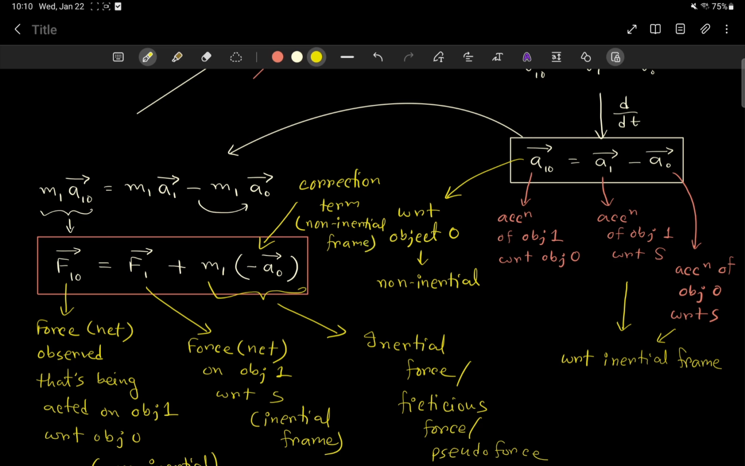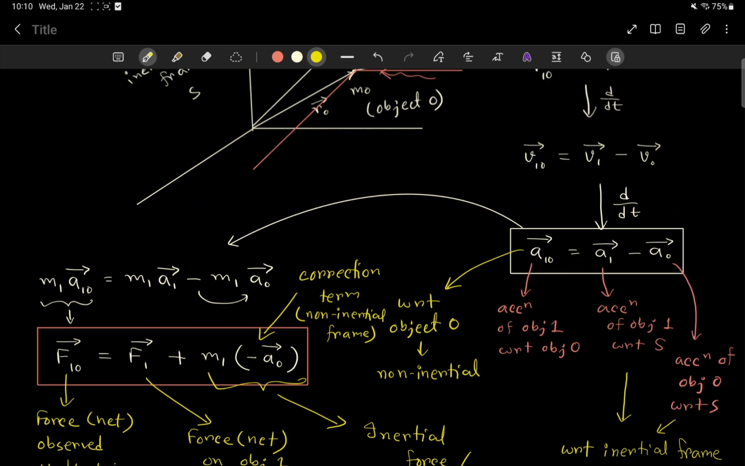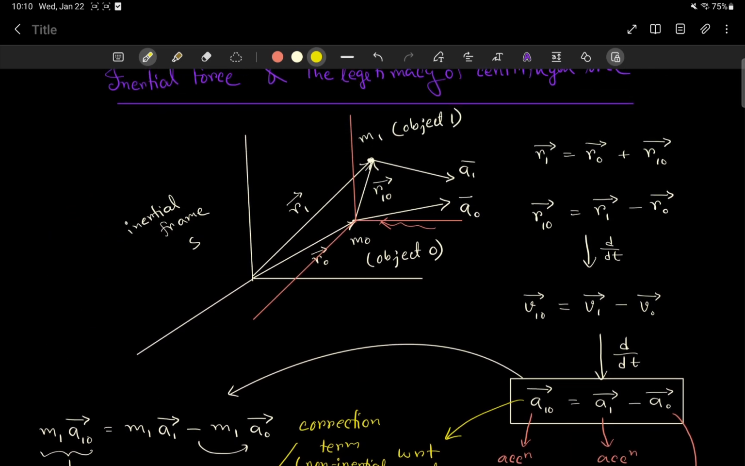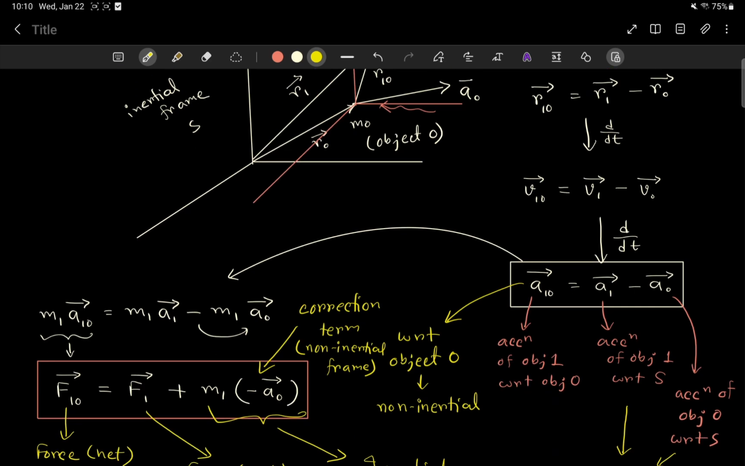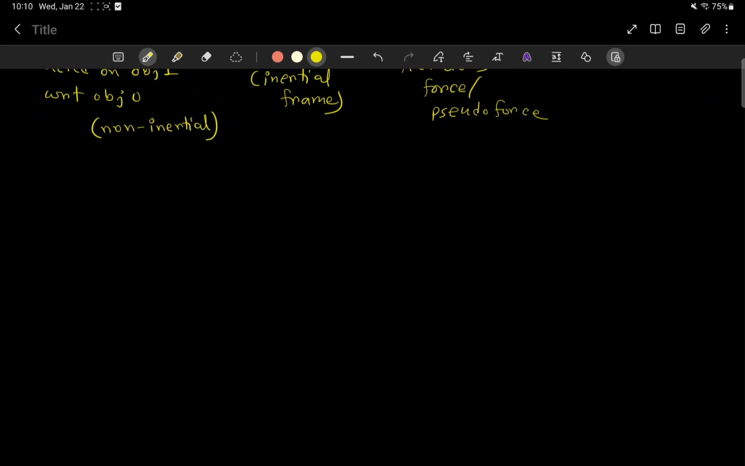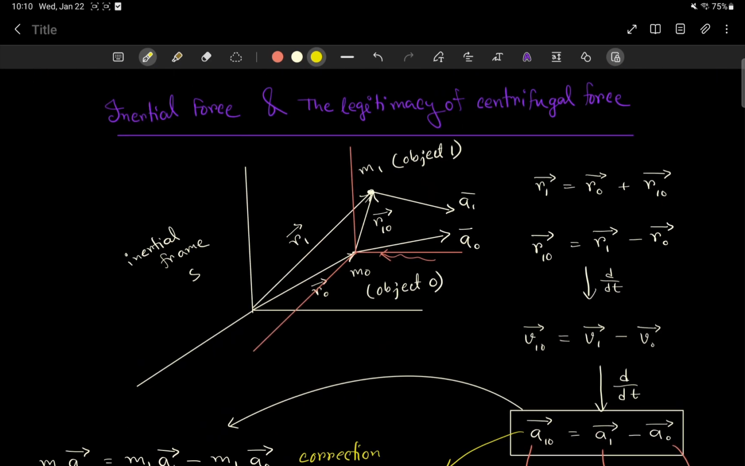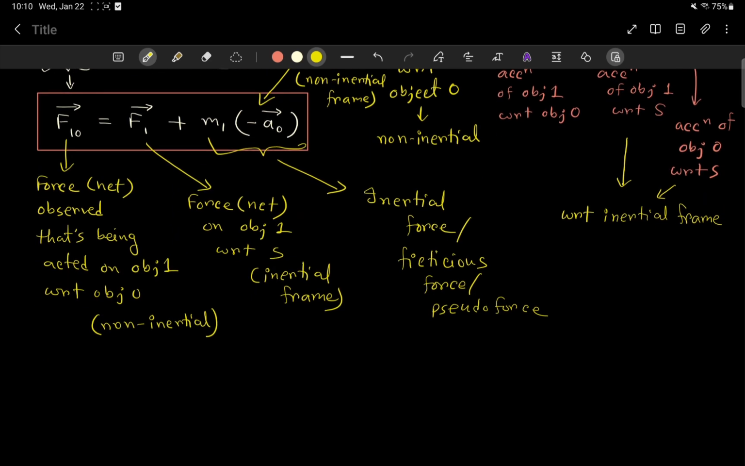This is needed if and only if you are in a non-inertial frame. We have derived it really from the basics of position vectors and the relative position, so there is nothing wrong with it. So what's the use? We can use this to legitimize our use of centrifugal force, and you may have already guessed how this works.